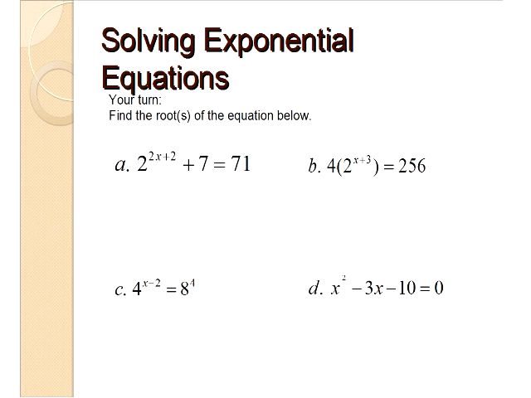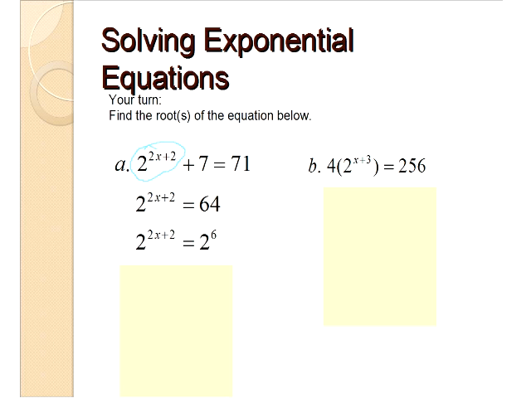So here's some that you can try. You can pause here and take a moment, but I'll go over each of these. In question A, I have to isolate the power. Again, what I see here is the power is the base of the exponent. So I'm going to subtract 7 from both sides. Now I can get common bases. 64 is 2 to the 6. Since my bases are the same, my exponents are the same. Now I'll subtract 2 from both sides and divide both sides by 2.